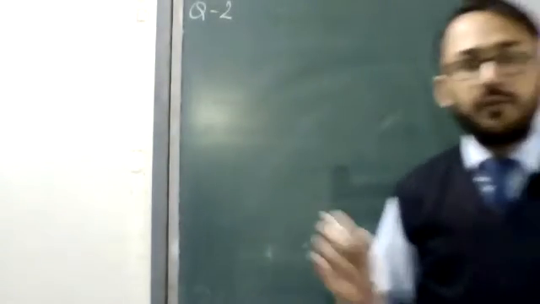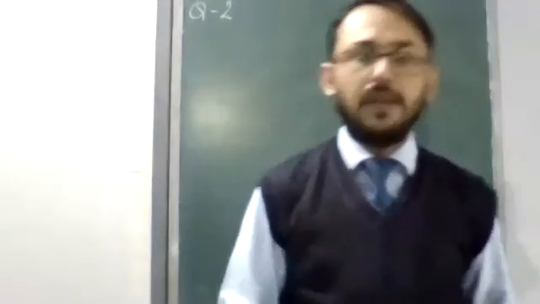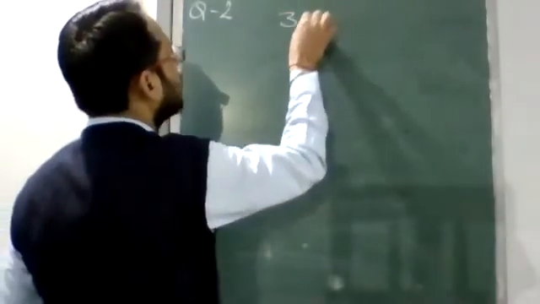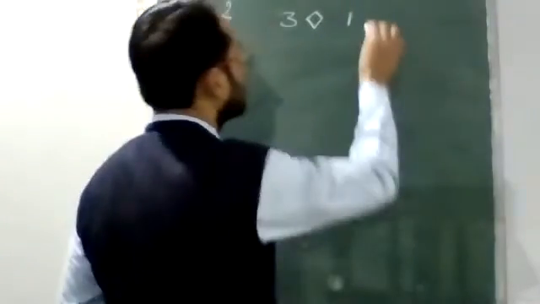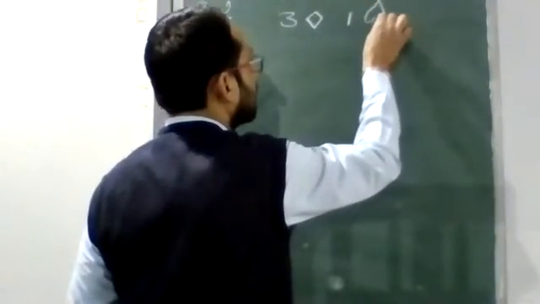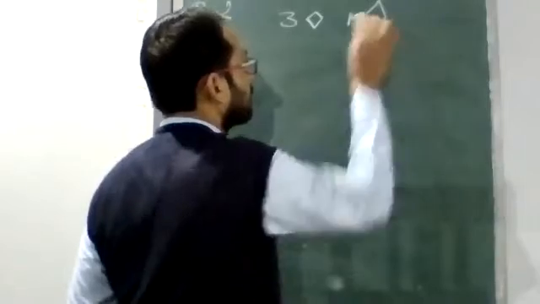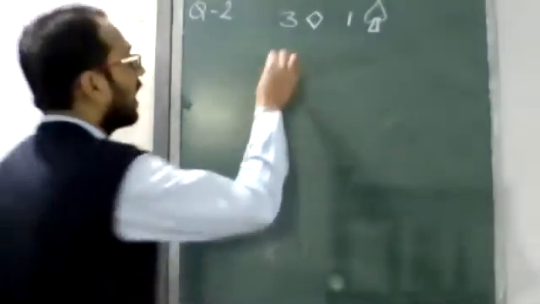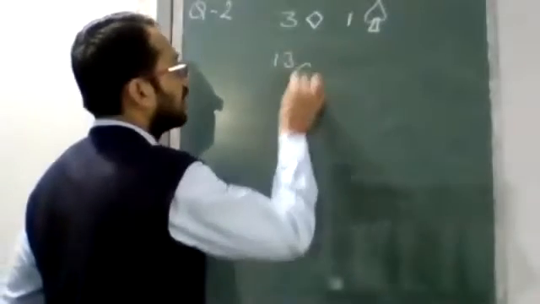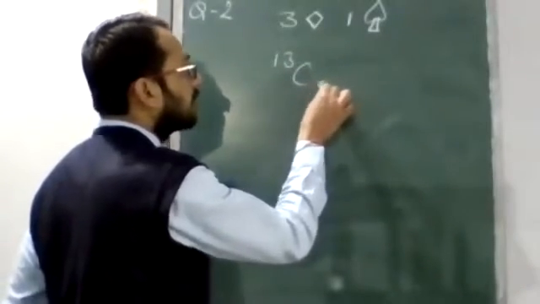4 cards are drawn from a well-shuffled deck of 52 playing cards. And the required thing is we want 3 diamonds and 1 spade. The spade symbol is this. So we want 3 diamonds and 1 spade. So how many diamonds are there? There are 13 diamonds. From them, I want to take out 3.